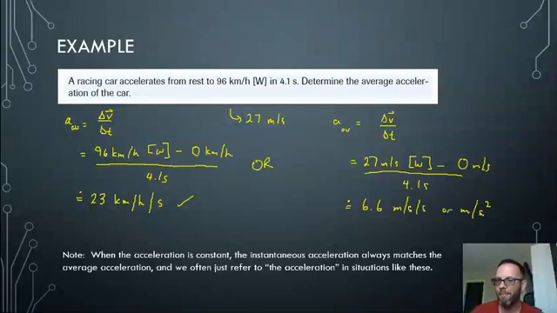Now, most of the time in our work, because we'll be tying in forces and energy, we'll want to use our standard units, meters per second squared. But both of these answers would be totally valid. Now, I have a note here. When the acceleration is constant, the instantaneous acceleration will always match the average acceleration. In cases like these, we might just refer to the acceleration. So when we do problems later on together, we'll just say the acceleration is this, because it's constant acceleration.